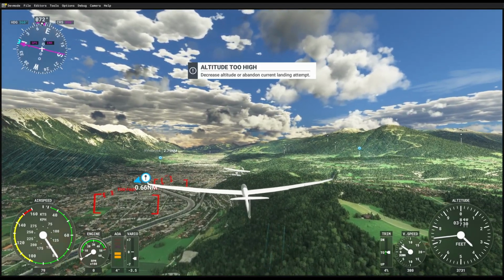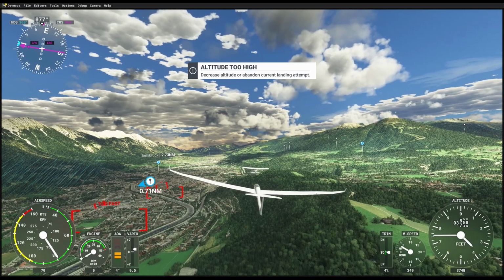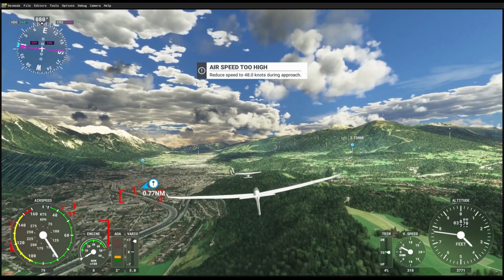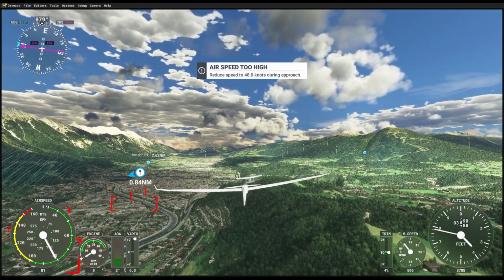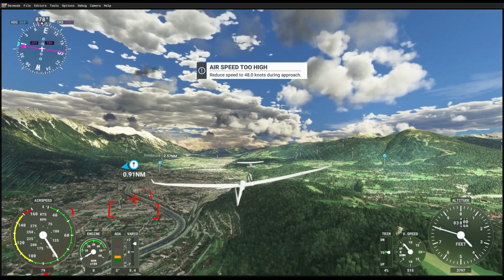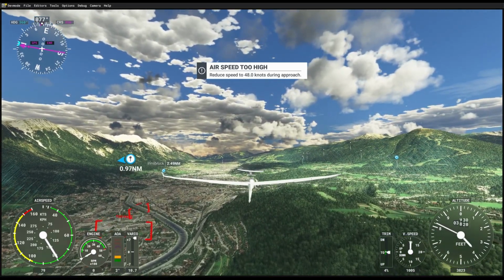Because at this altitude I'm flying so close to the landing pattern, Microsoft Flight Simulator indicates I should be taking some steps to initiate landing, such as dumping water ballast. But in fact, that's not my intent.